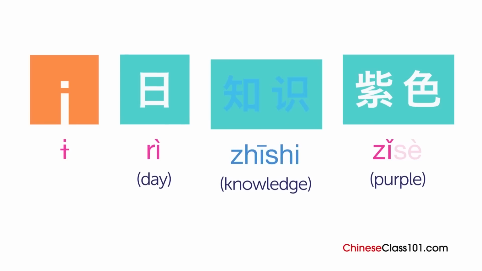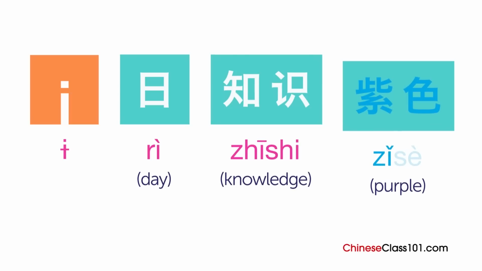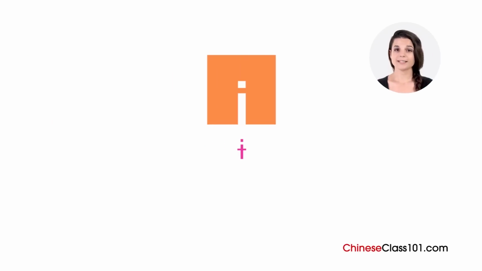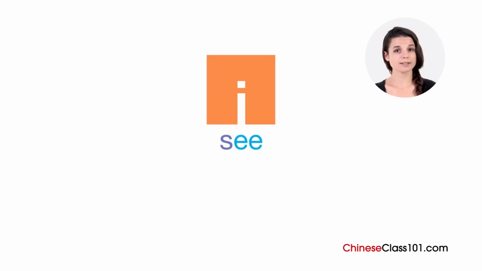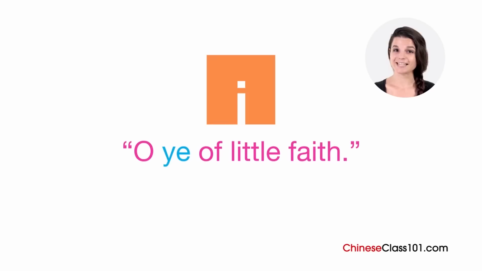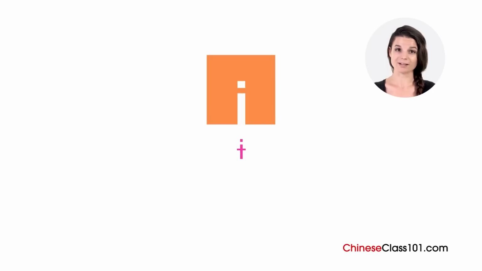日知识紫色. This is similar to the previous sound. It's kind of like the double E sound in the word see, except your tongue is a little bit further back in your mouth in a more centralized position. One trick to pronouncing this vowel is to say the word ye, as in, O ye of little faith. The Y sound should raise your tongue to the correct position in your mouth. Try it. Now listen to how Yinru pronounces this vowel.